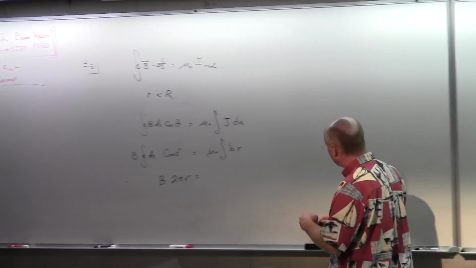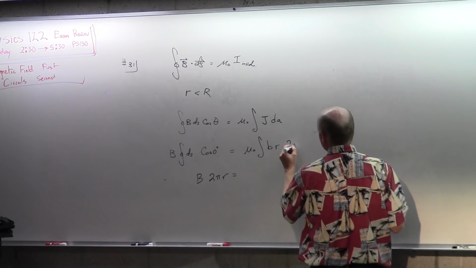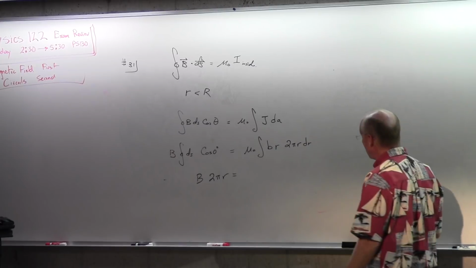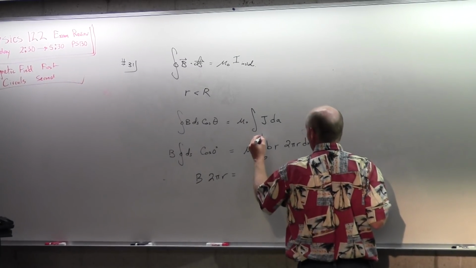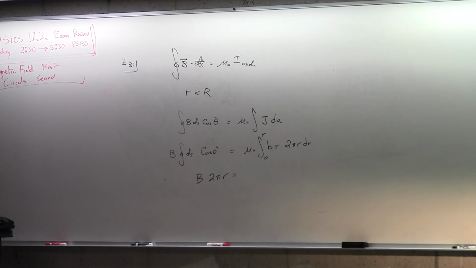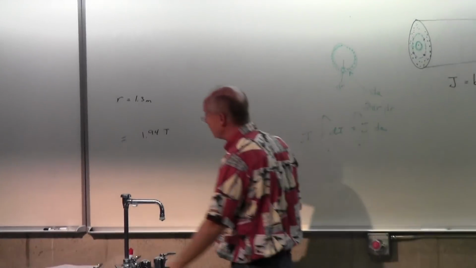And again, like we did with Gauss's law, although it's been a while since we've done Gauss's law, I can write this as 2 pi r dr. And then I would be adding it up from 0 to little r, right? I'm not going to add up all the way to the edge of the wire because I want to know how much goes through my Amperian loop.